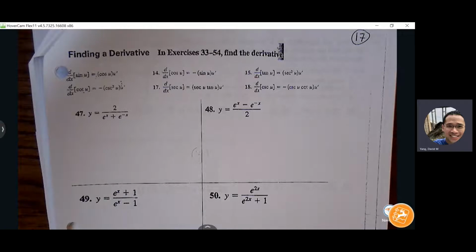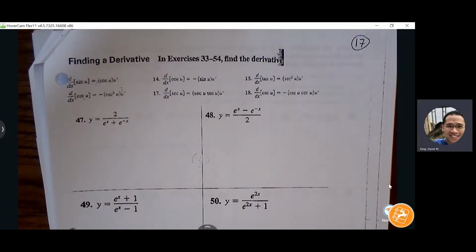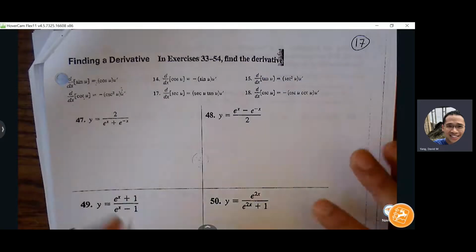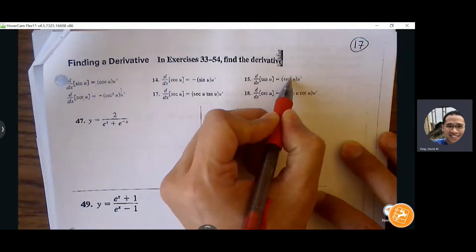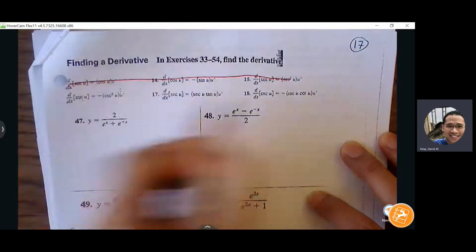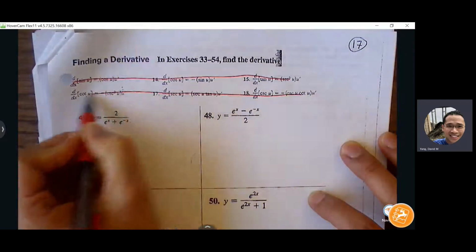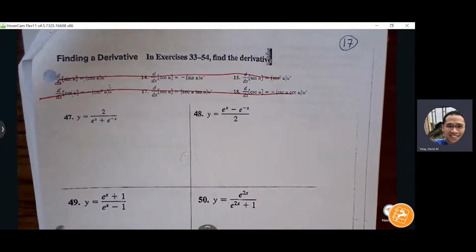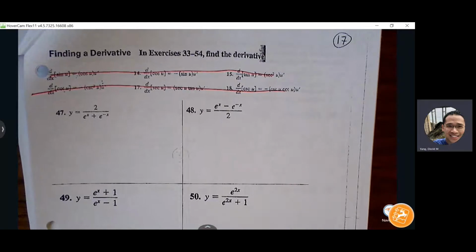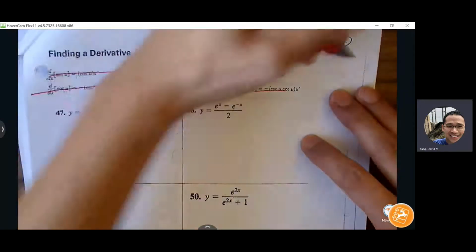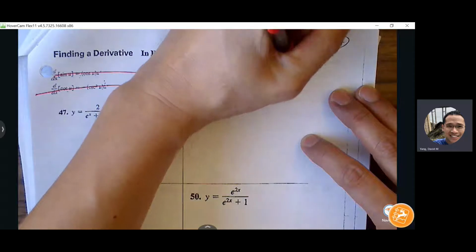Okay, so page 17. You guys can cross off those trig derivatives rule. Those are just references for the problems that had trig, but we haven't done trig yet, so we're just going to focus on the ones involving e to the u rule. So here's the rule that we learned last Thursday.